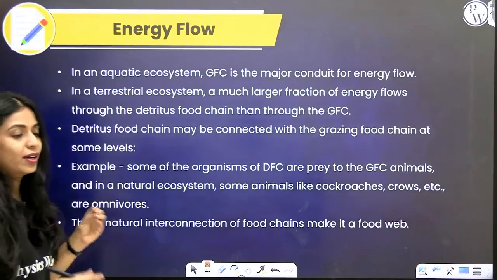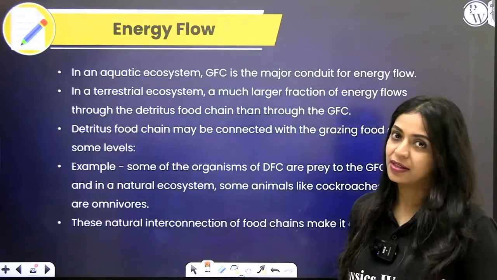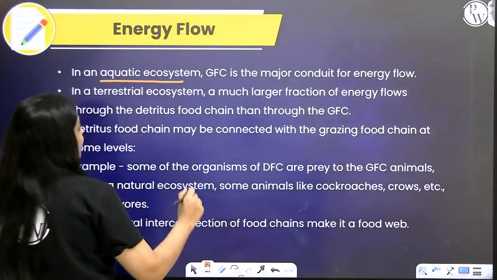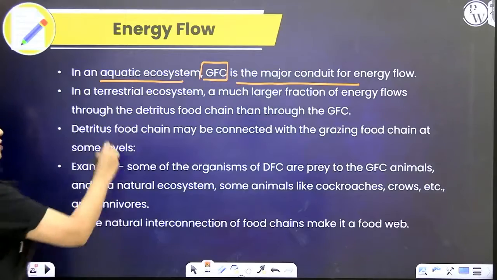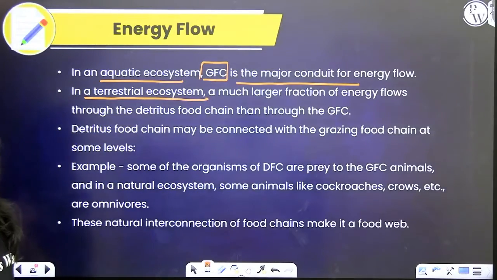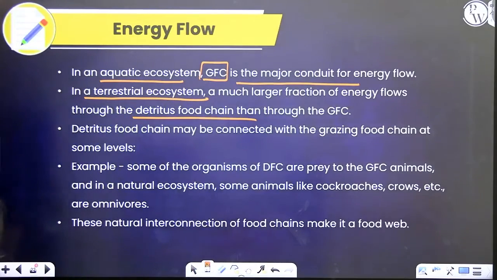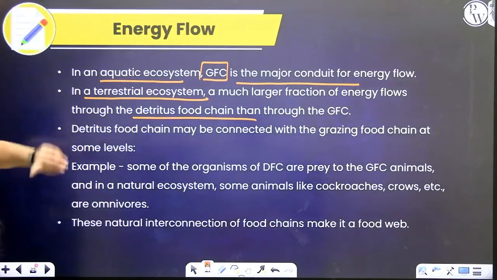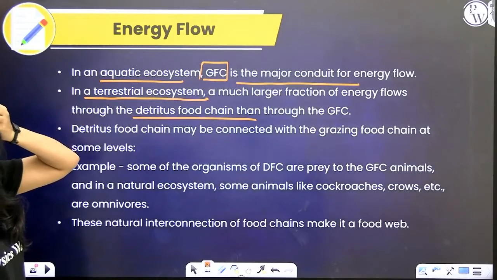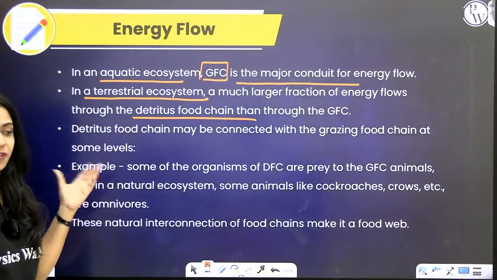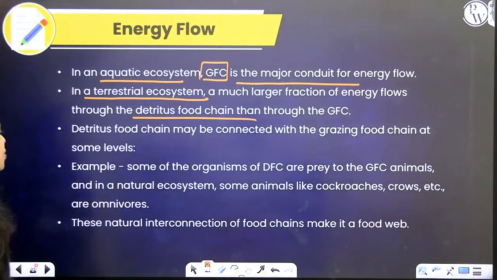Now, when you consider different types of ecosystems, the predominant type of food chain varies. If you consider an aquatic ecosystem, grazing food chain is the major conduit for energy. As opposed to that, if you consider a terrestrial ecosystem, a much larger fraction of energy flows through the detritus food chain rather than the grazing food chain. You might think of the opposite because there are more plants on land compared to oceans or aquatic ecosystems. You might think that on land it is more GFC, but it's the opposite. On land it is more DFC, and in an aquatic ecosystem it's mostly GFC.